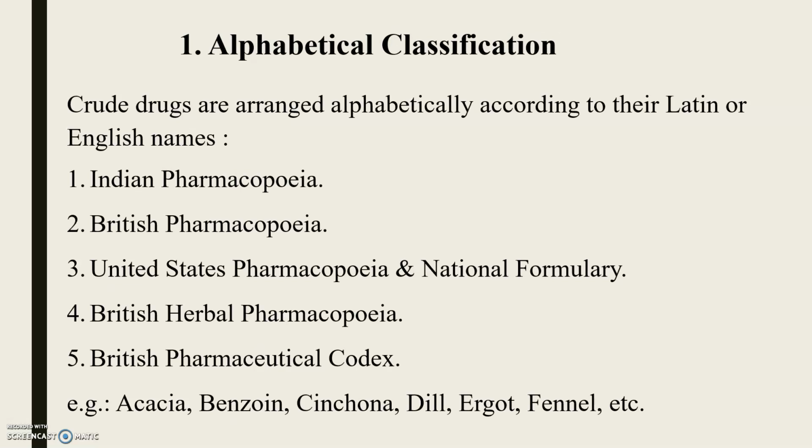In this classification, crude drugs are classified according to their Latin or English name and arranged according to their alphabets. For example, they are arranged alphabetically in the Indian Pharmacopoeia, British Pharmacopoeia, United States Pharmacopoeia, as well as National Formulary, British Herbal Pharmacopoeia, and British Pharmaceutical Codex, for example acacia, benzoin, cinchona, dill, ergot, fennel.